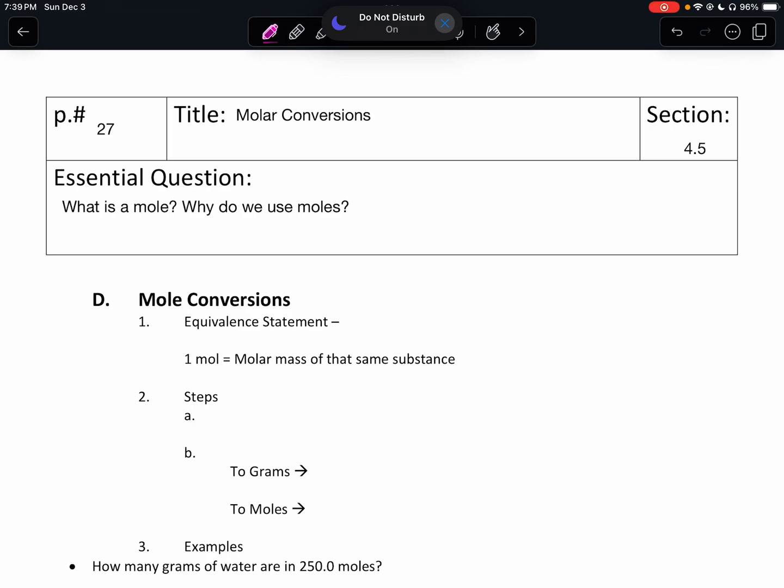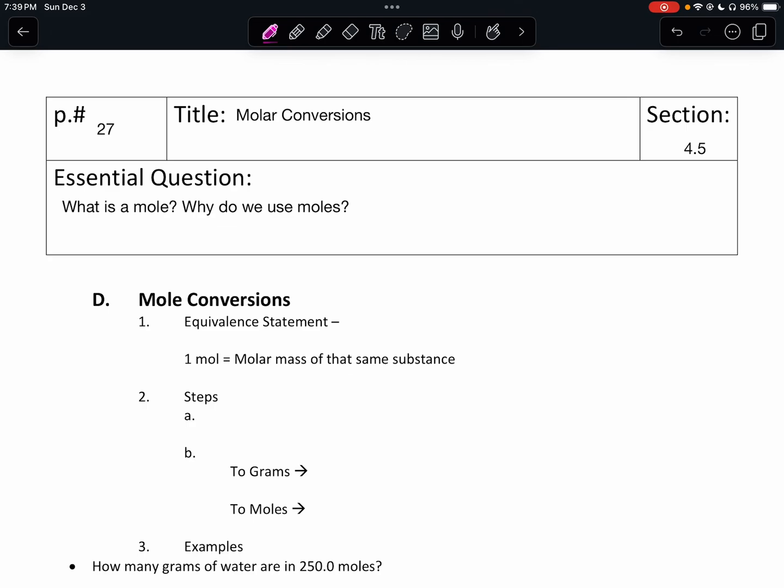So up to this point, we have learned how to do molar masses and we have learned how to do mass percent. Now we're going to use those molar masses to move us right along and convert from moles to grams, grams to moles. So here we go, molar conversions or mole conversions.